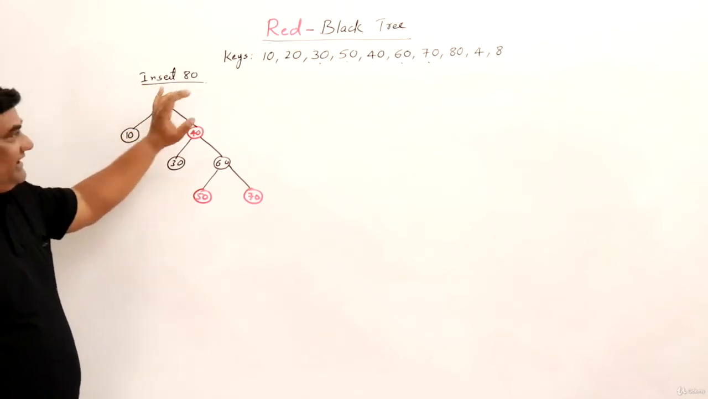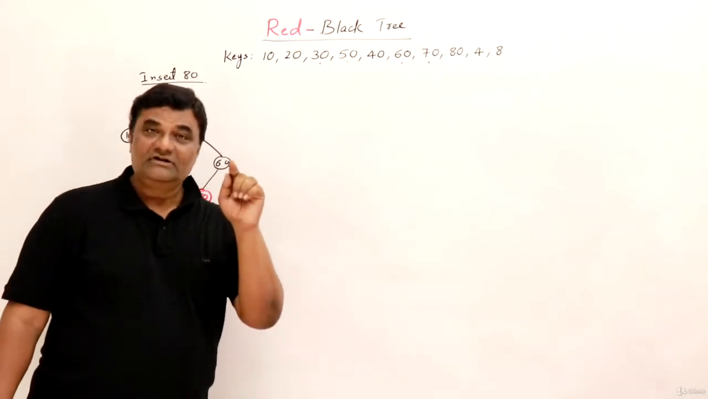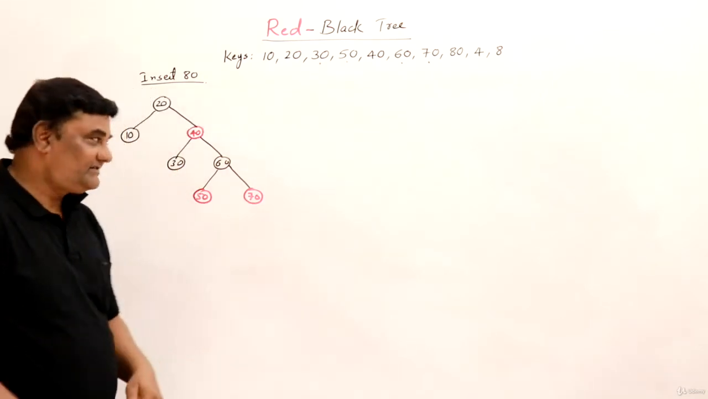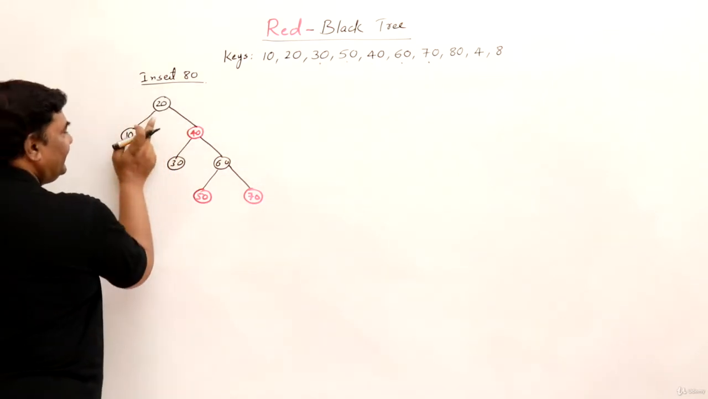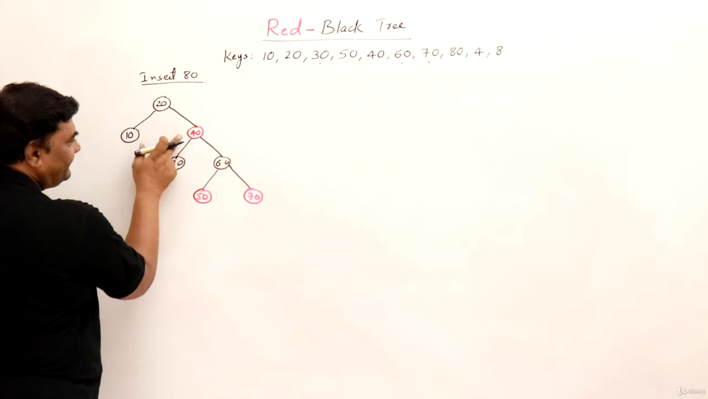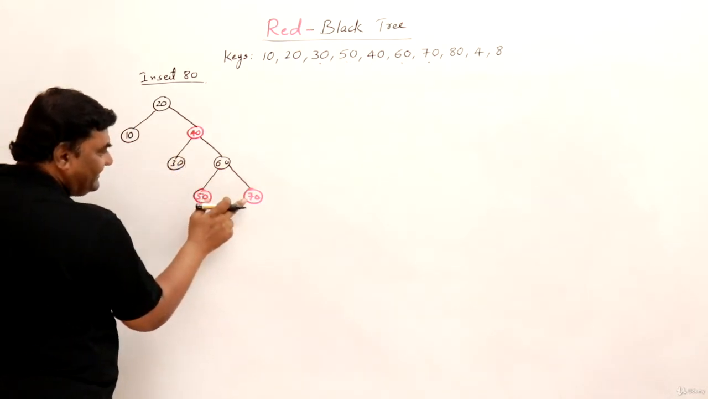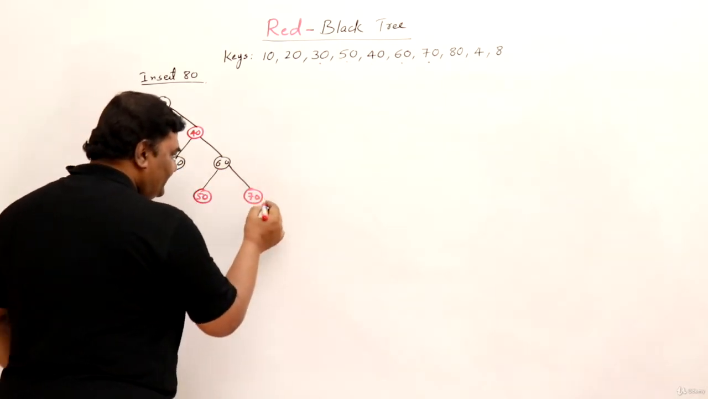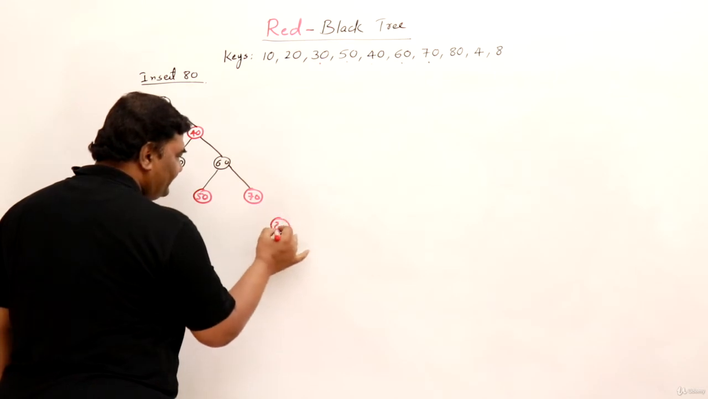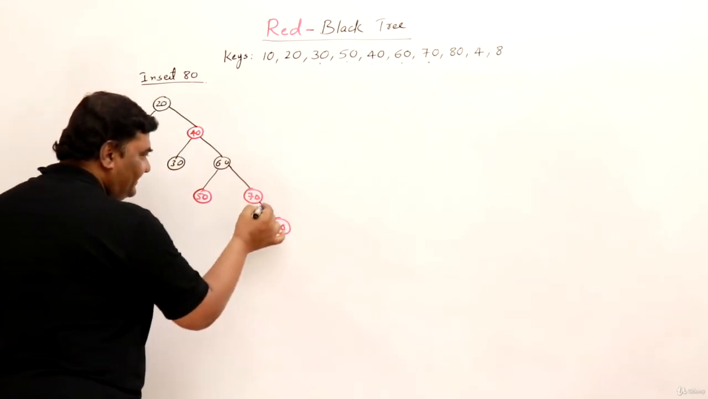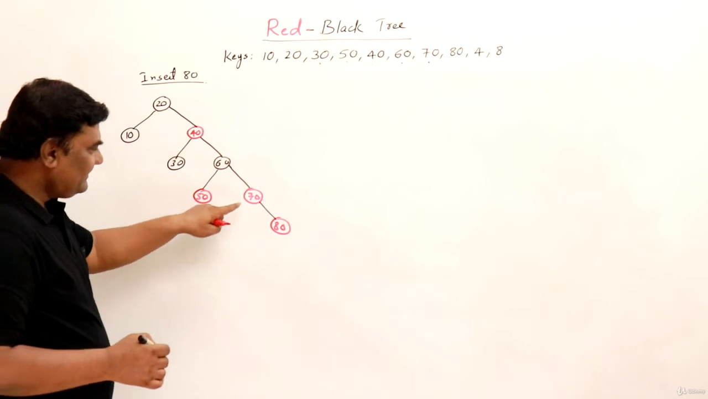Now we will insert 80. This is interesting. We are going to learn one new thing again here. Let us see this. Insert 80. Where it should come. 80 is greater than 20, greater than 40, greater than 60, greater than 70. So 80 should come here as a right child of 70. This is right child.